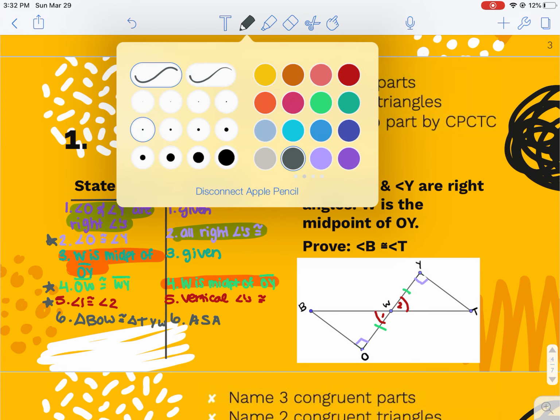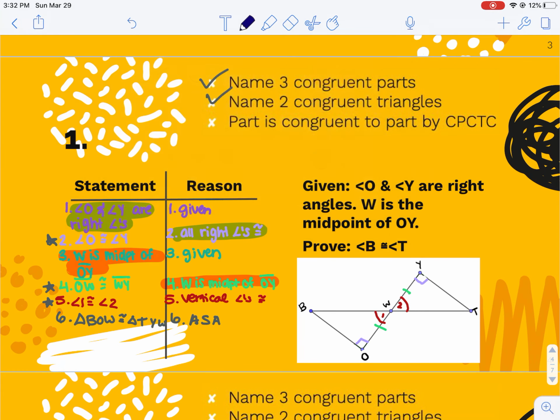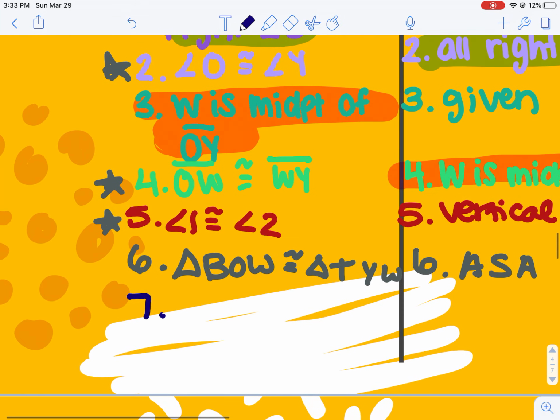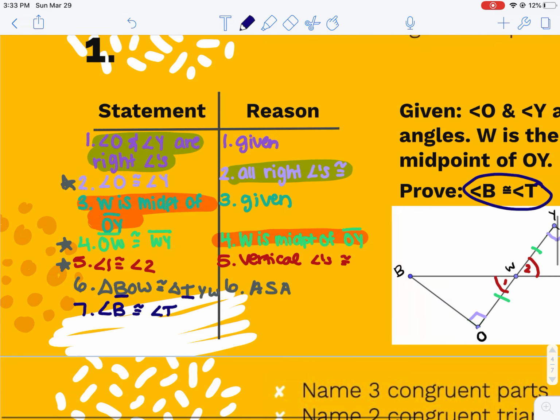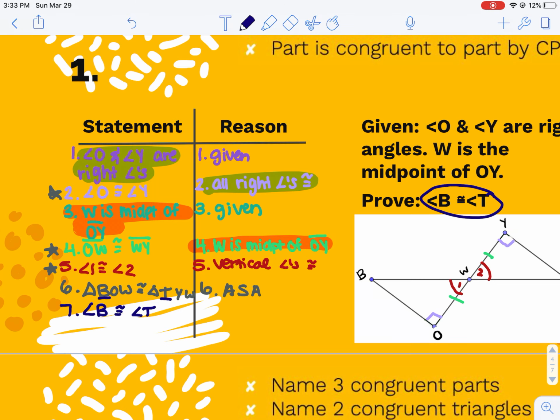My very last step now is going to be this part's congruent to that part. I'm always using what I was asked to prove. I'm going to say angle B is congruent, and then I'm going to double check. B is in the same spot as T. And that's what I was asked to prove, so I know I did it right.